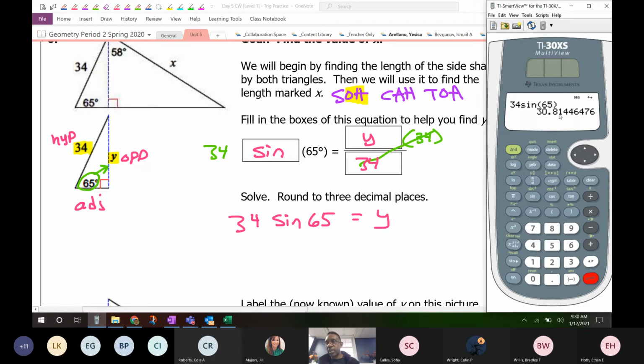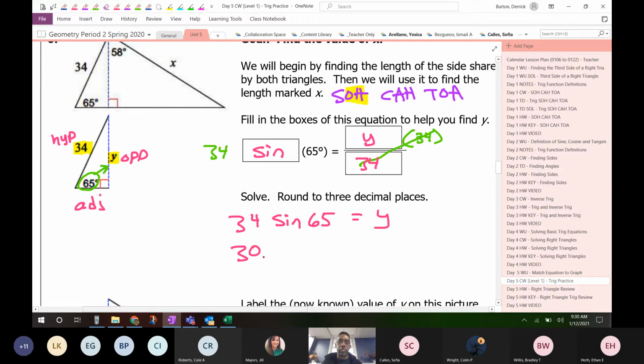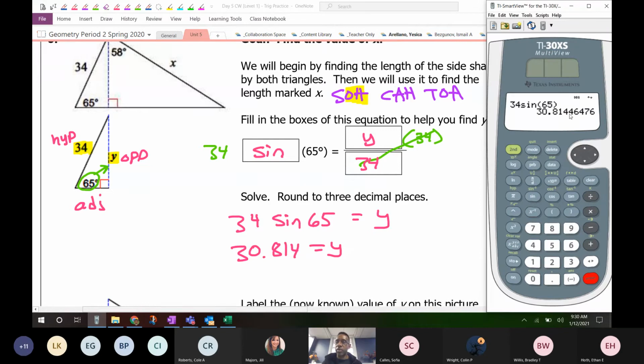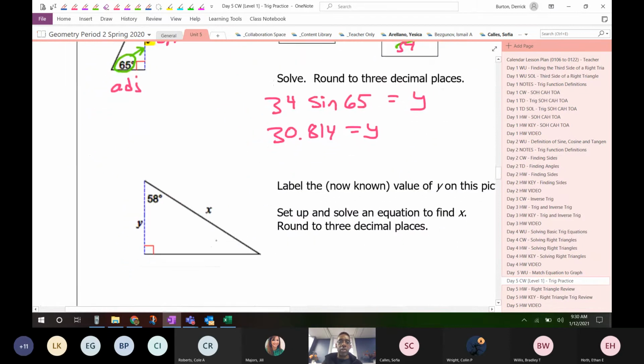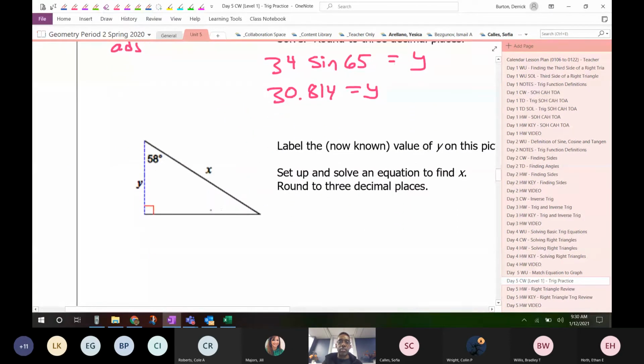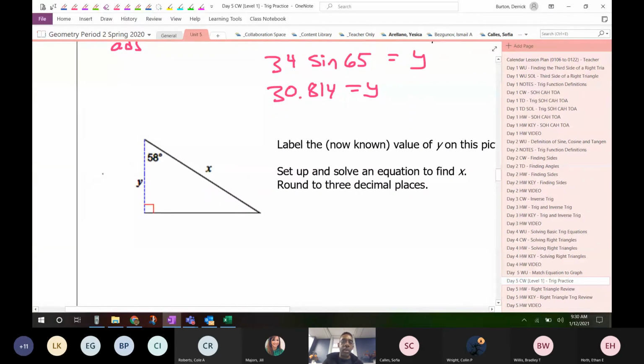So that's 30.814. So that's the value of y. Let me just check that again. 30.814. Yep. So we found y. That's great. But our goal is to find x. But now that we know the value of y, we can go ahead and put 30.814 right here where the y goes.